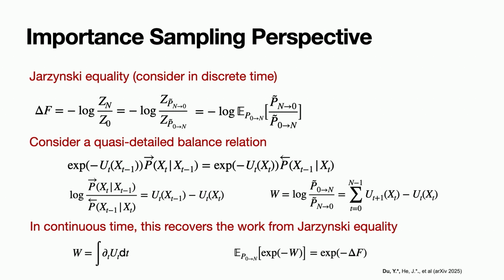It's in continuous time, so work is the integral of partial_t U_t dt. And if you substitute everything back into the importance sampling estimator, then you have the Jarzynski equality from physics. Yeah, this is not the proof. This is just some intuition, but people have done the proof. All right, and then I want to write the Jarzynski equality formally.